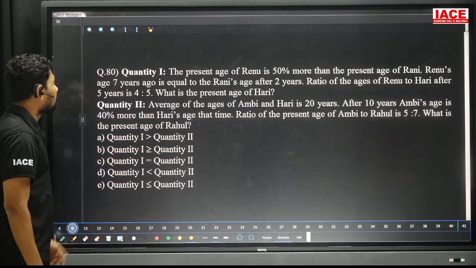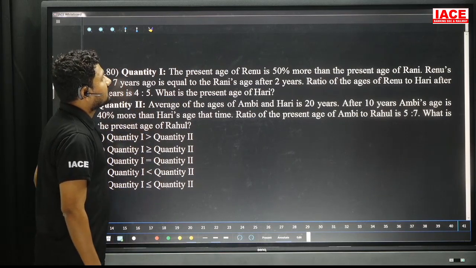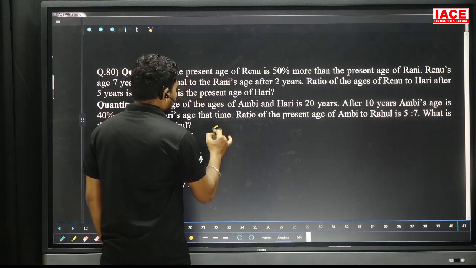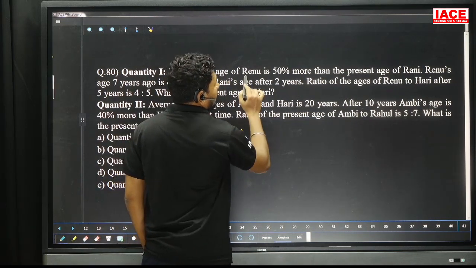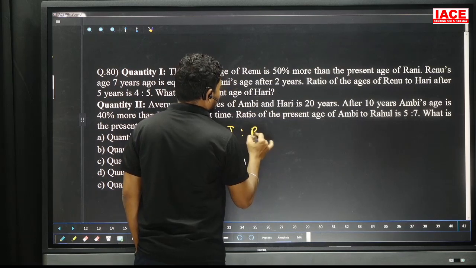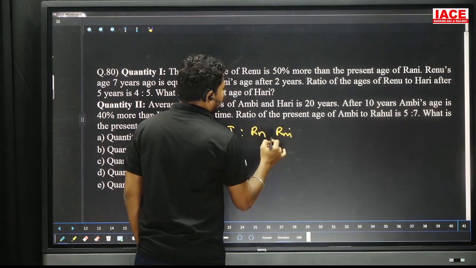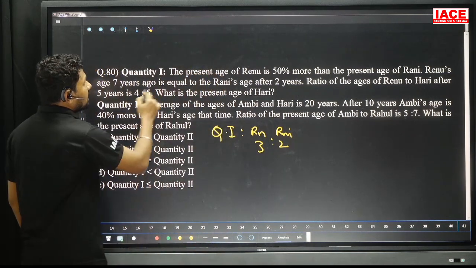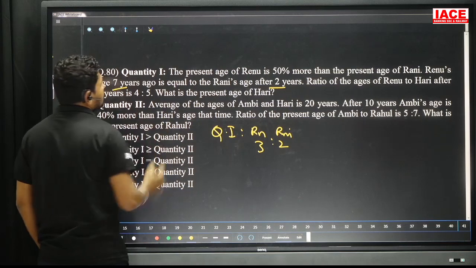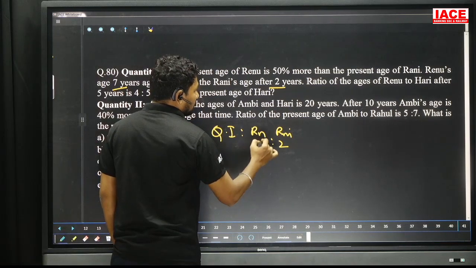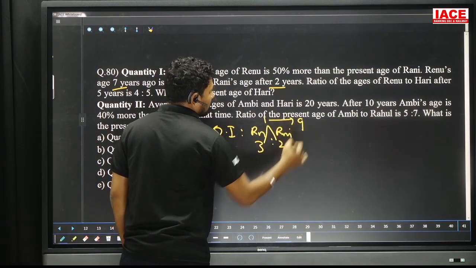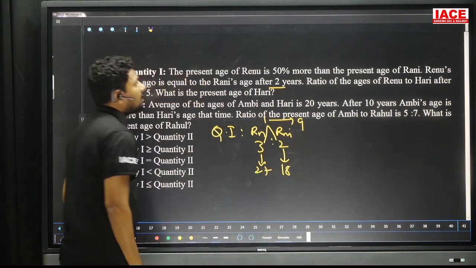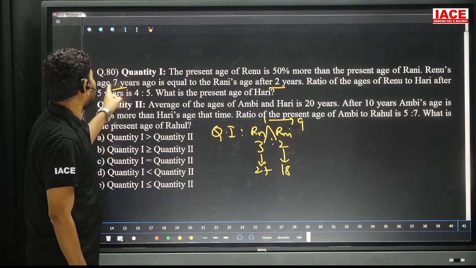Option C here. And the final one, quantity 1: the present age of Renu is 50% more than the present age of Rani. So in quantity 1, they are asking Renu's present age is 50% more. It is Renu and it is Rani. And 50% more means it is 3:2. And Renu's age 7 years ago is equal to Rani's age after 2 years. So 7 plus 2 is how many parts? 9 parts. 1 part is equal to 9 years, so 3 parts is equal to 27 and 2 parts is equal to 18. And this is 7 years ago.